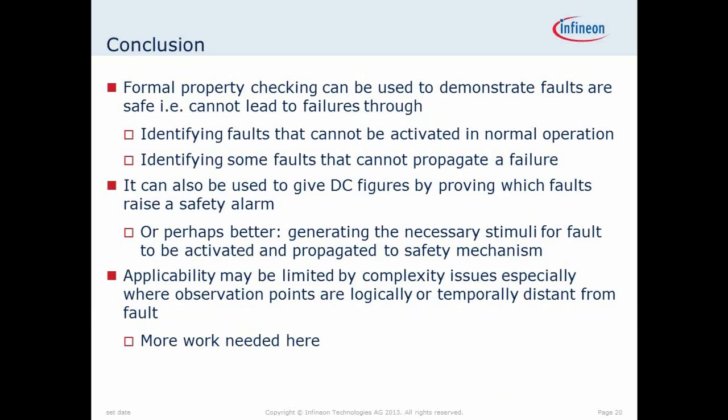Okay, so that's it. So, conclusion. Formal property checking can be used to demonstrate faults are safe, so that they cannot lead to failures or harm, by identifying faults that cannot be activated, by identifying faults that cannot be propagated. It can also be used to give diagnostic coverage figures by proving which faults raise a safety alarm. And as I've said, there may be complexity issues which need to be worked around.